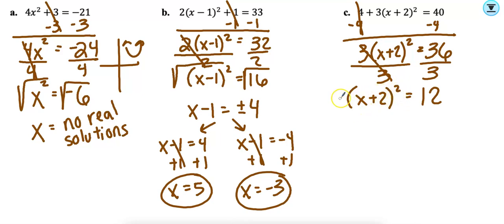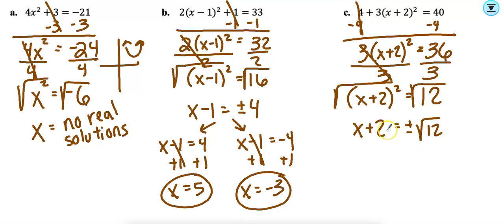To get rid of the squared, I will square root both sides. The squared and the square root cancel out, leaving you with x plus 2 under the parentheses equals. Now when you square root, you need a plus or minus. 12 is not perfect. It is some decimal. So if you square root 12, you get a decimal. So we're going to keep it if it's not perfect, but put a plus or minus with it.